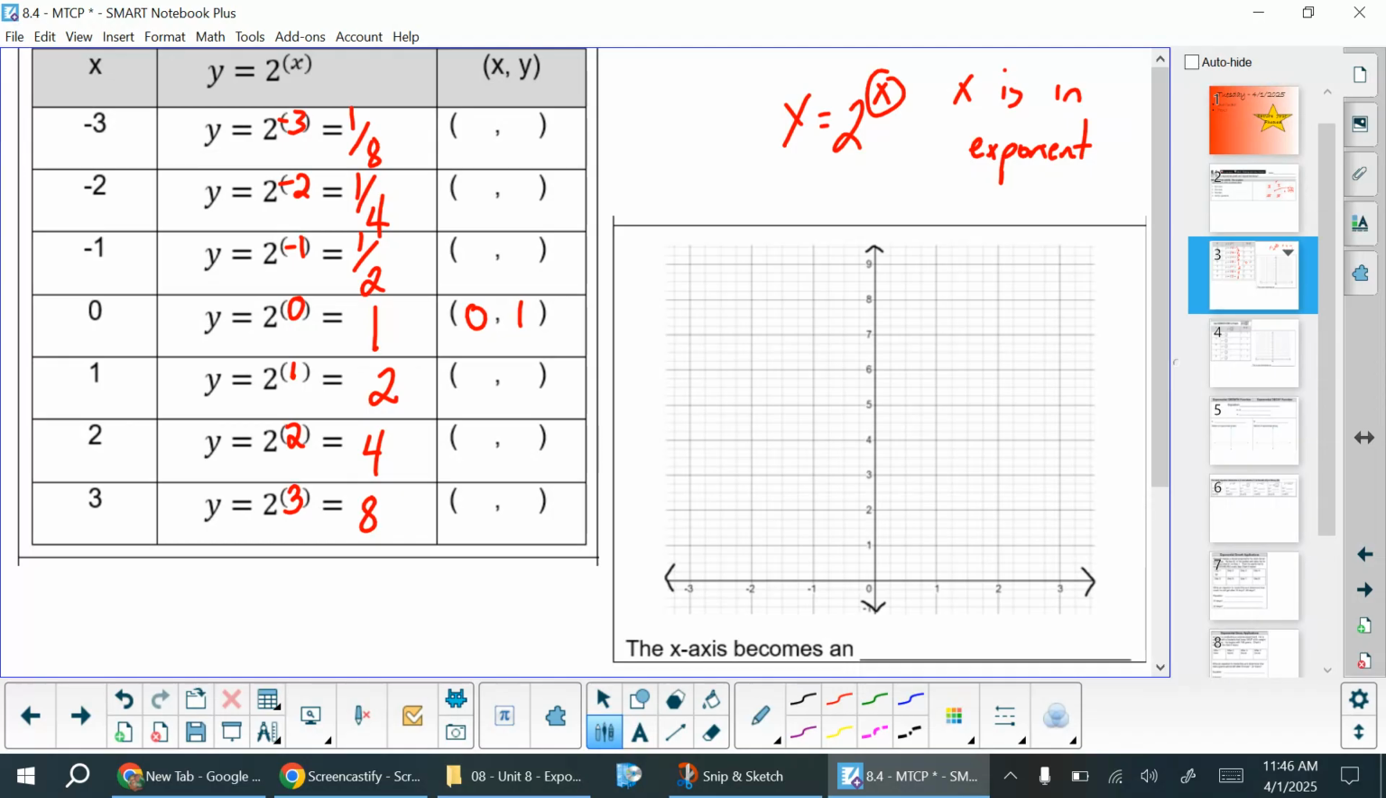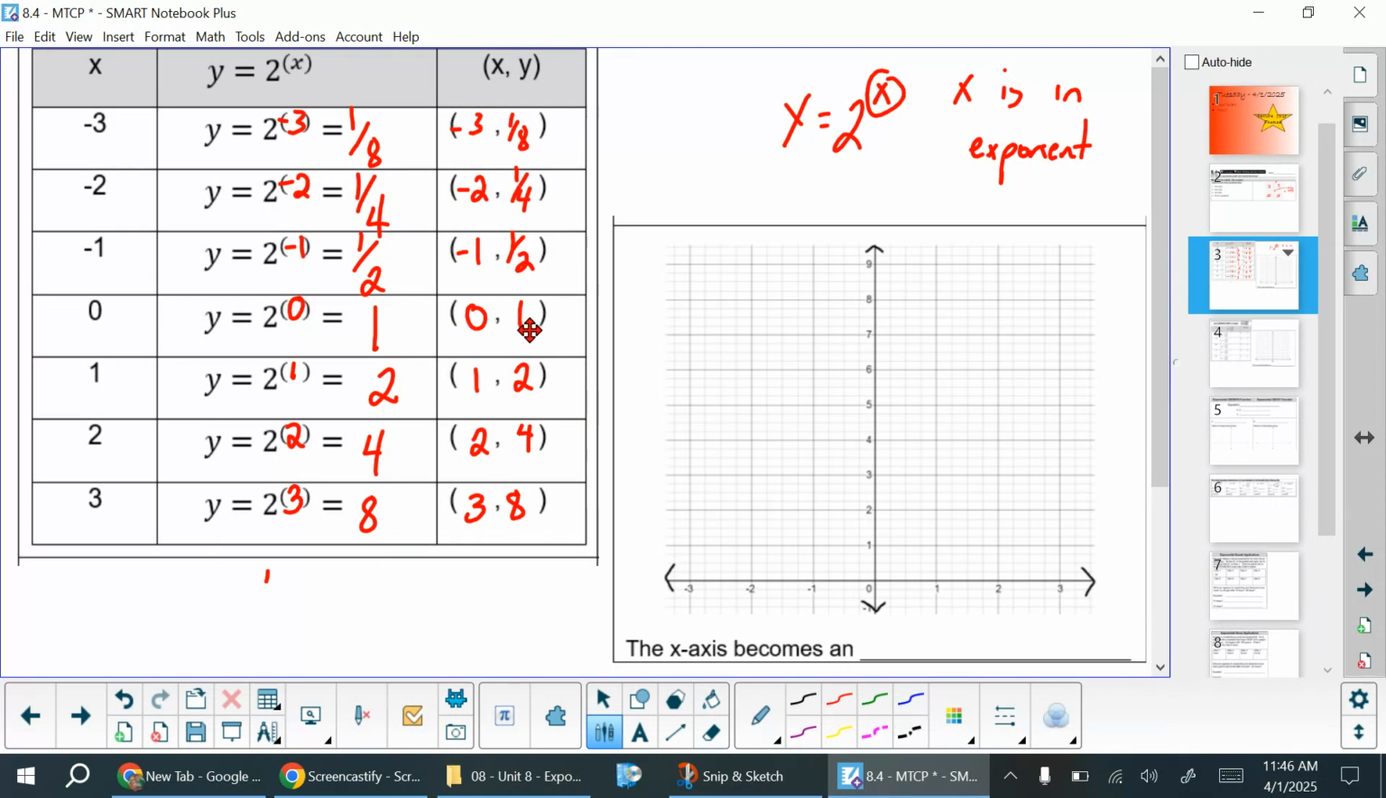And so when I make my coordinates here, 1, 2, 2, 4, 3, 8, and then on these I have the fractions. Negative 1, 1/2, negative 2, 1/4, negative 3, 1/8, just like that. Those are going to be my points. So I just used my function. I plugged in x's, got out y's, just like we've been doing all through Unit 5, just with a new function this time. Then I'm going to go ahead and graph these.